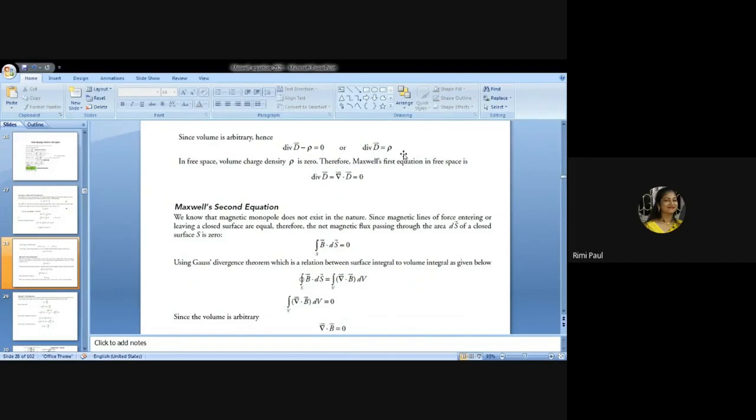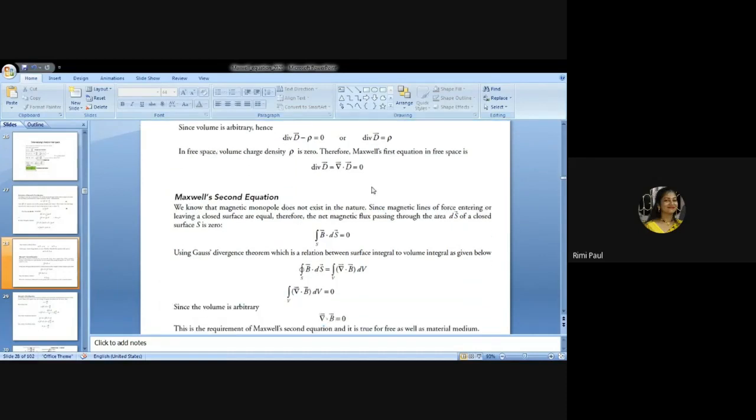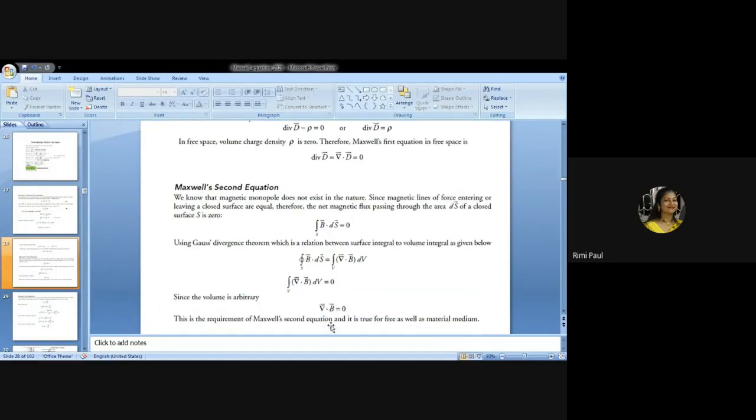Now if the volume charge density rho is equal to 0, that means in free space, then we can write divergence D is equal to 0. This is Maxwell's first equation in the electrostatic field. We have seen in the magnetostatic field that divergence B is equal to 0, magnetic monopole doesn't exist. And Ampere's law in the static field, we have seen that curl H is equal to J, right?